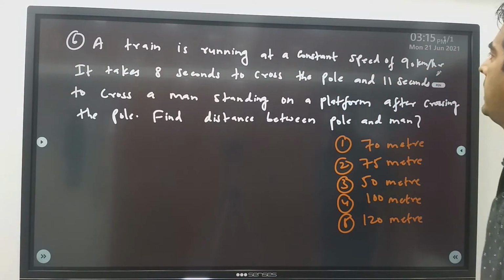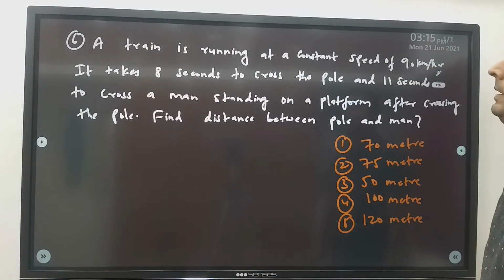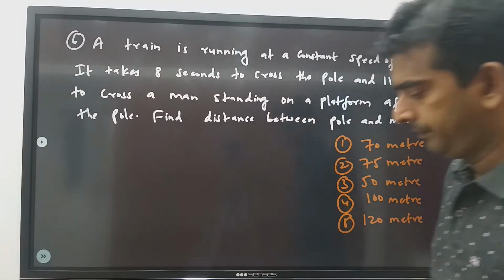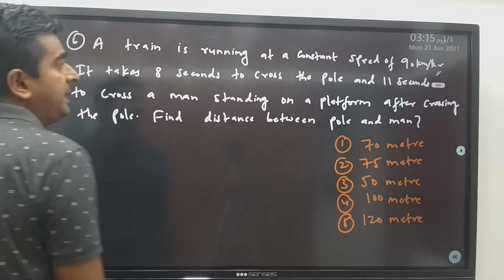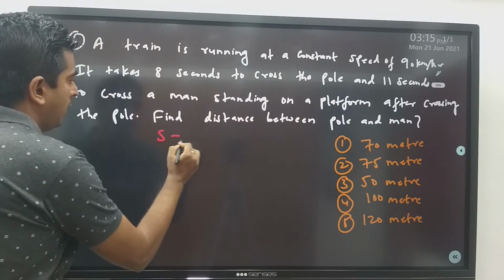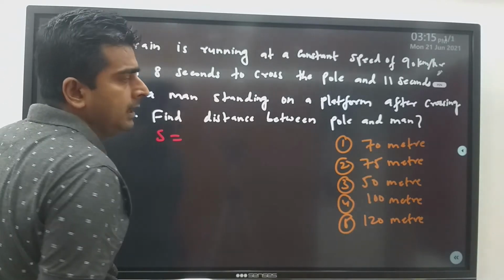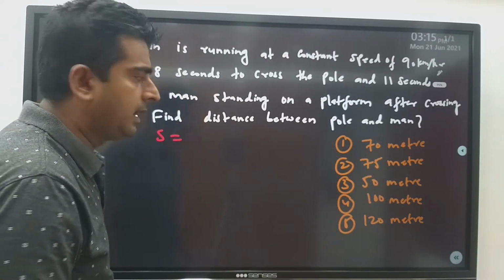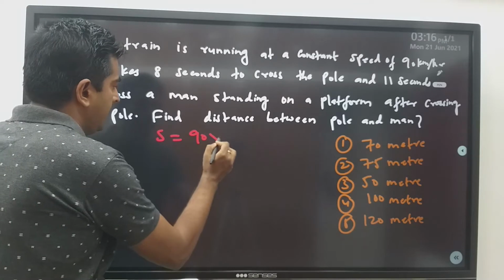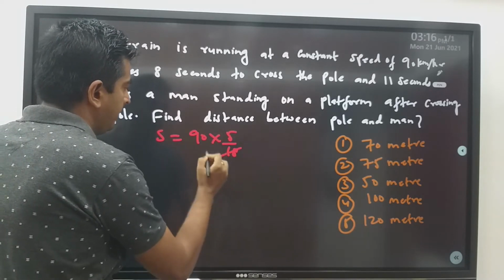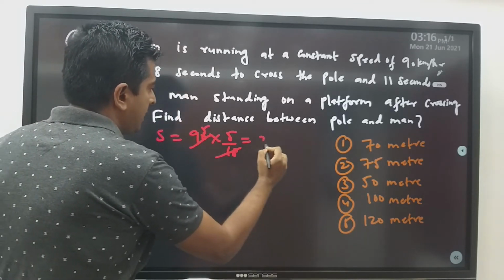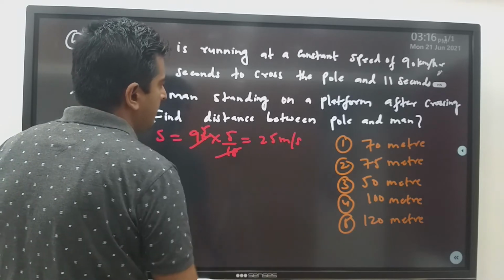A train is running at a constant speed of 90 km per hour. It takes 8 seconds to cross the pole and 11 seconds to cross a man standing on a platform. After crossing the pole, find the distance between the pole and the man. Right? So the speed of the train they have given you. How much? 90 km per hour. But the options are in meters. So we need to convert kilometer per hour into meter per second. How? Multiply this number by 5 by 18. So the speed of the train is 25 meters per second.